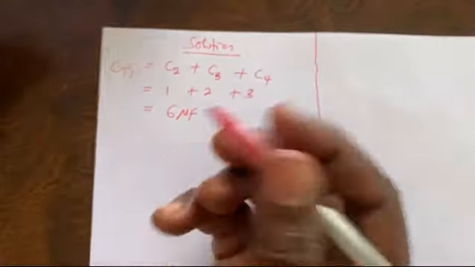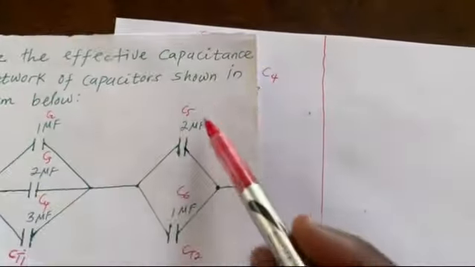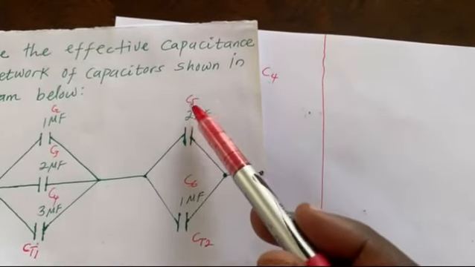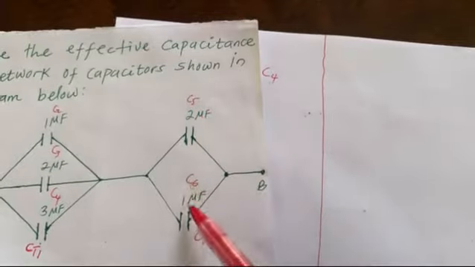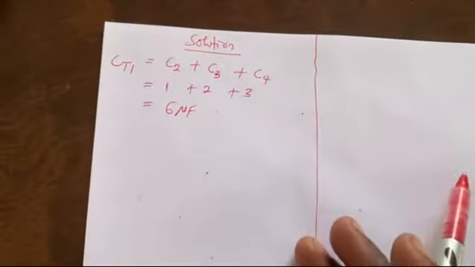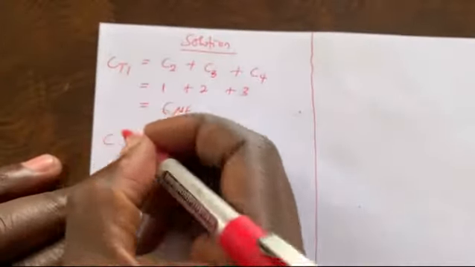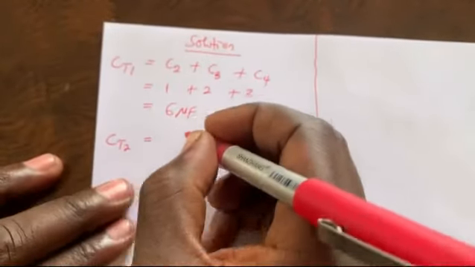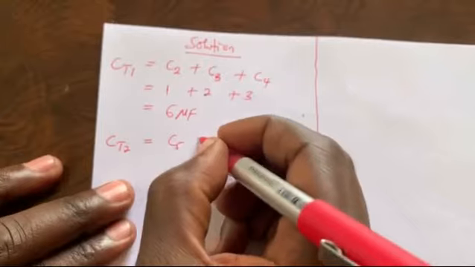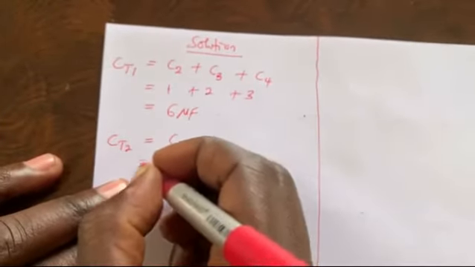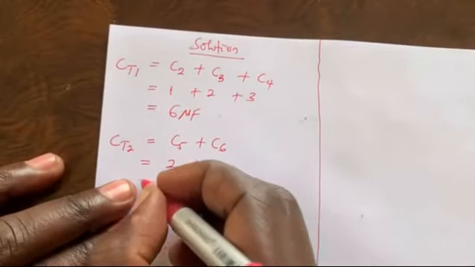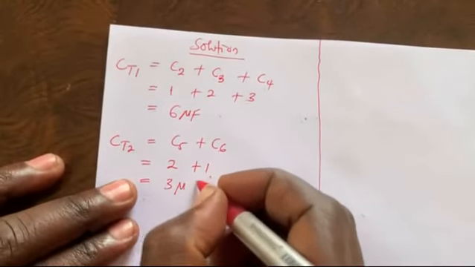Then we take the other network, this one, C5 and C6. They are also in parallel. C5 is 2 and C6 is 1 microfarad. So we are going to say C sub T2 equals C5 plus C6, and this is equal to 2 plus 1, which is equal to 3 microfarad.